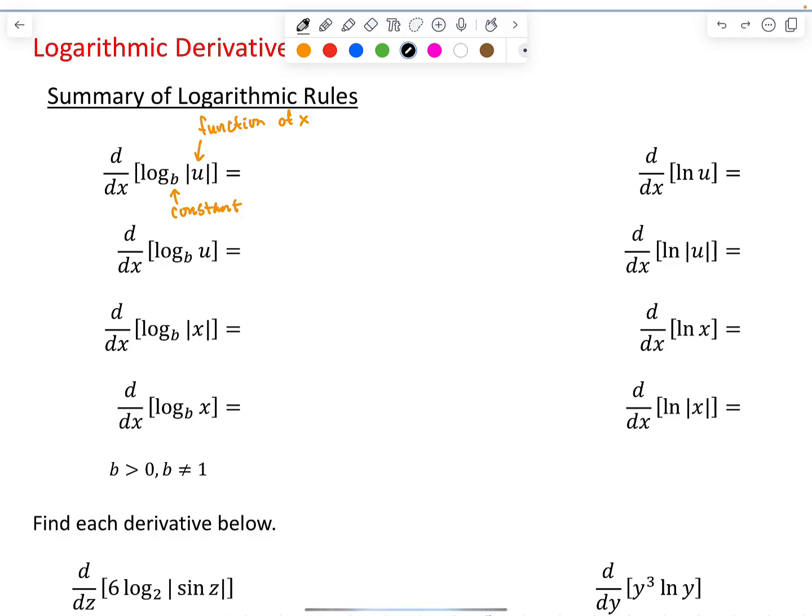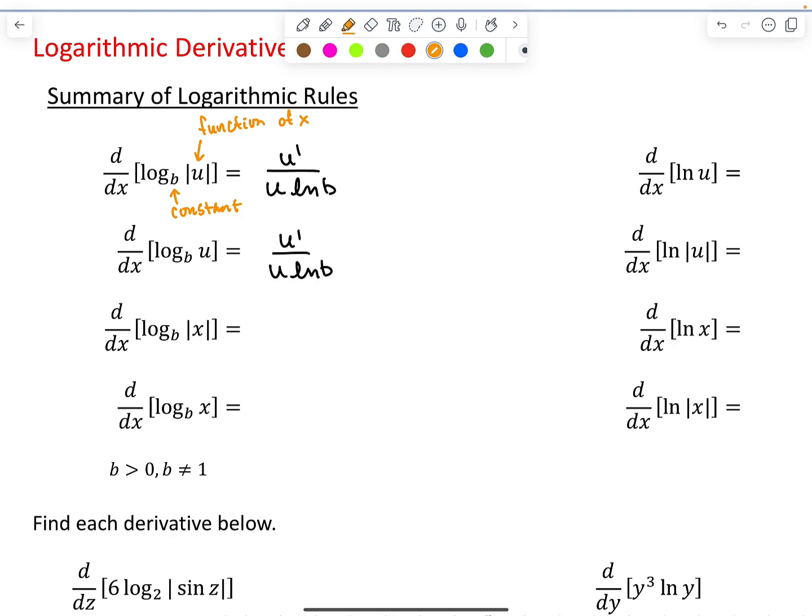So we get the derivative of the inside of the absolute values over inside of the absolute values times the natural log of that base. The absolute value bars can effectively be ignored. So the next one is the same function, but the absolute value bars are removed, and the formula is the same. It doesn't matter if the absolute value bars are on the argument or not, the derivative formula is the same.